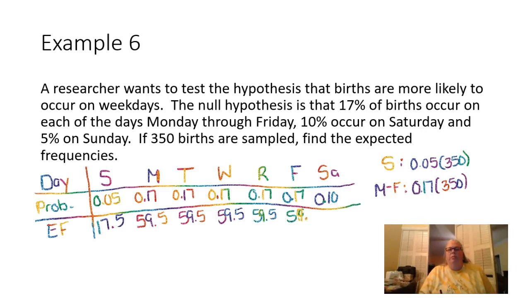Oops, 59.5. And then for Saturday, we're going to have 0.10 times 350, and that will give me 35. Okay, let's see if we can fix this one, because I messed this number up right here. There, that looks better.